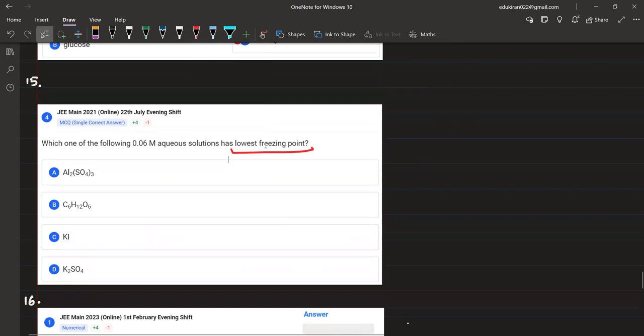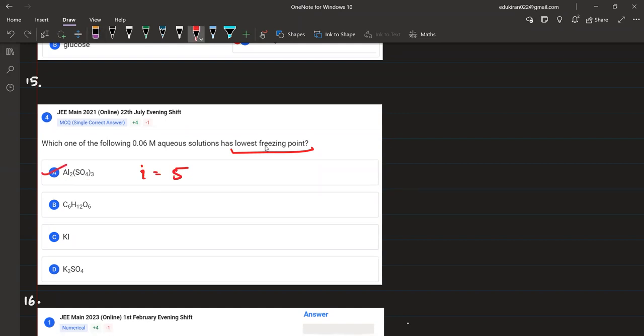कौन सा होगा इसमें से? Option A. C. A कितना दे रहा? A is giving, हाँ, दो एल्यूमिनियम का दे रहा है और तीन SO4 का दे रहा है. It is giving 5 ions. हाँ तो A is correct ना. C कैसे होगा?